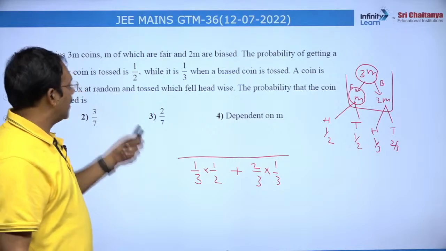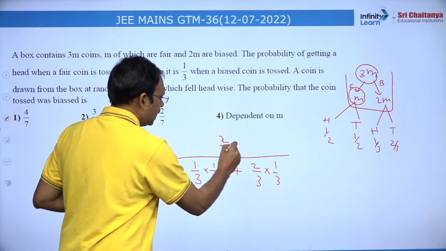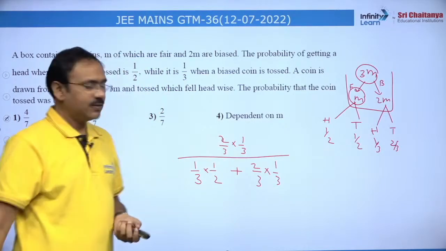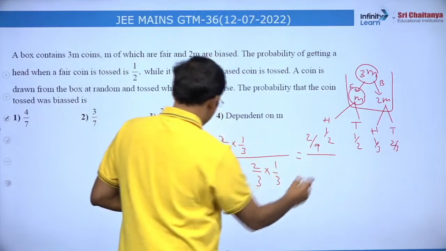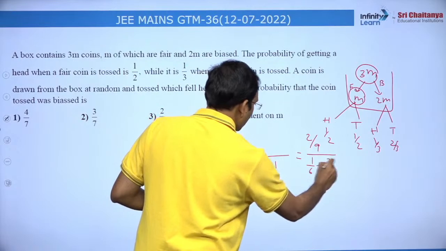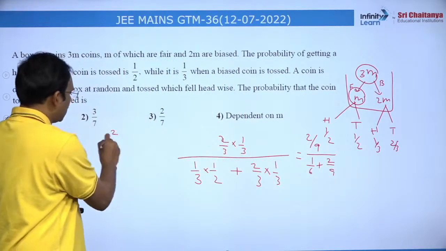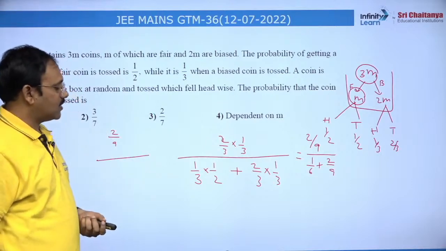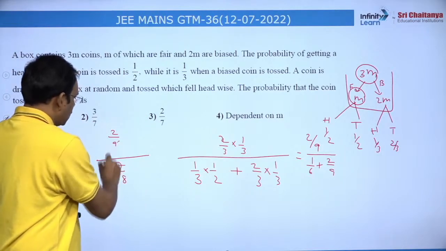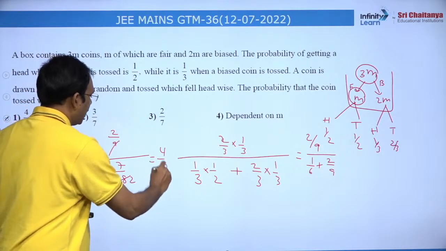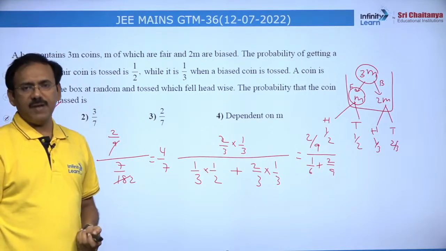I want the case where it comes from the biased one. This part you can write in the numerator, 2 by 3 into 1 by 3. You just simplify, my dear friends. This is going to be 2 by 9 divided by 1 by 6 plus 2 by 9. You can just simplify, my dear friends. So, this is going to be 2 by 9 divided by 3 plus 4 over 18, that is 7 by 18, which gives 4 by 7 as the probability. That is all. So, it is a simple application of Bayes theorem, right.